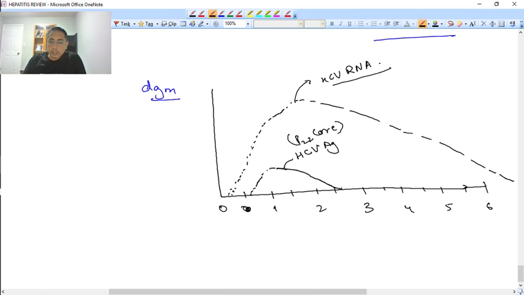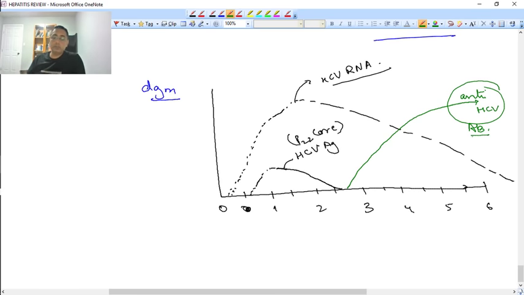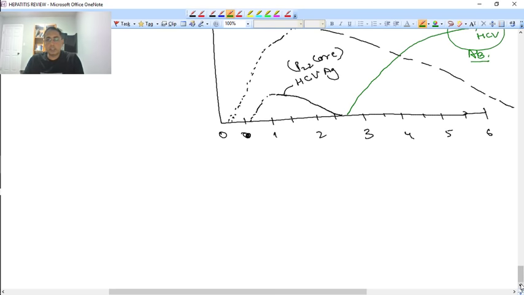And just after this antigen, around 2.5 weeks, we shall have the antibody, which stays in the body for a very long time. This is the anti-HCV antibody, and this is the most commonly used test. The predominantly used serological test is detection of anti-HCV antibody, which starts to rise after 2.5 weeks, around 15 to 20 days of infection.